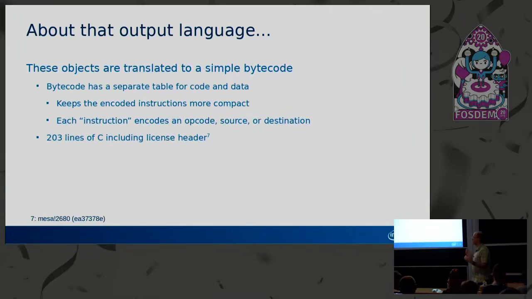And so each instruction in the bytecode does a very simple thing, like declares an opcode, and then there's a separate instruction that declares the destination with all of the flags and modifiers that can be on a destination, and then another one for each of the sources that also has all of the flags. And the C code that then converts that bytecode into actual machine code ended up only being 203 lines, including the license header. So, maybe 150 lines of actual C code. So it's very small and very concise.